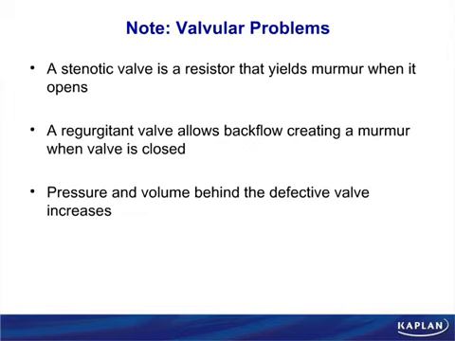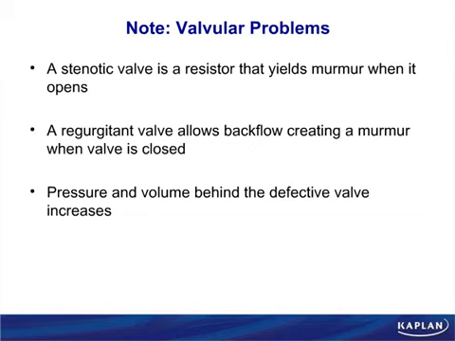Now, what do I mean by behind? Again, path of blood flow. The left ventricle is behind the aortic valve because the blood flow goes left ventricle through the aortic valve. The mitral valve, behind the mitral valve is the left atrium. Behind the tricuspid valve is the right atrium, and so forth and so on. So those are the keys, those are the things to hone in on when we're thinking about valvular problems.